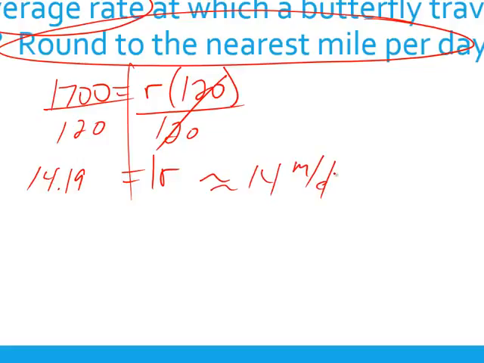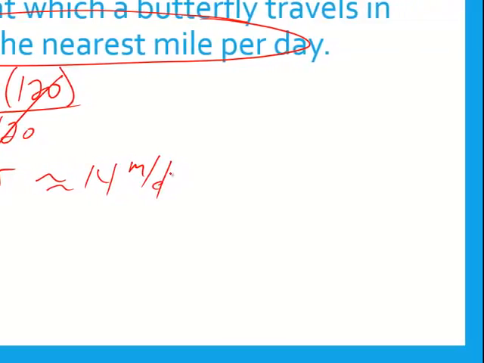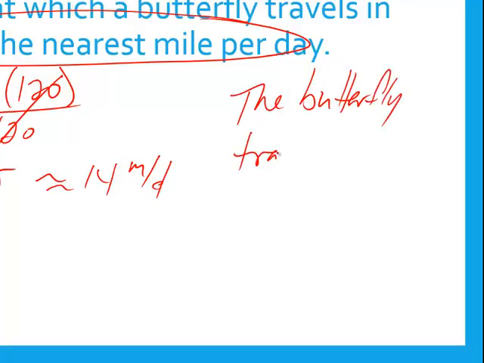But that is the number we need, but we now need to put it in a sentence because it is a word problem. So we're going to go ahead and word it. The answer would be: the butterfly travels at 14 miles per day.